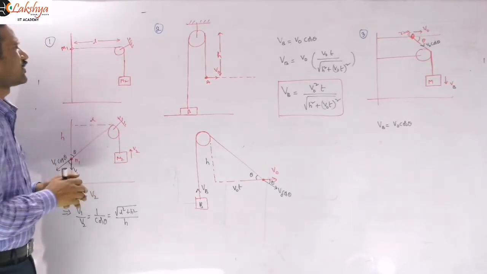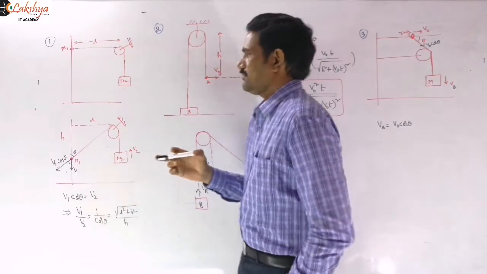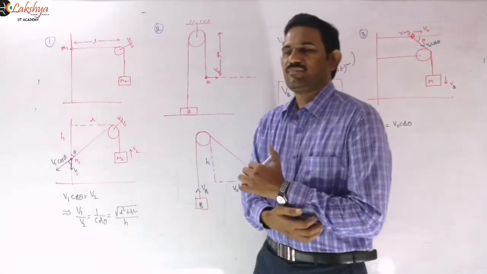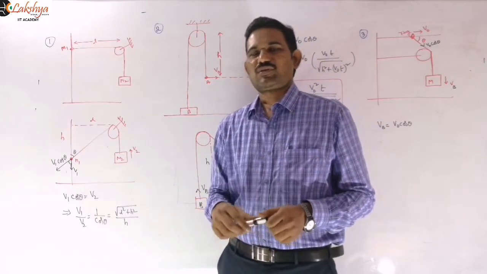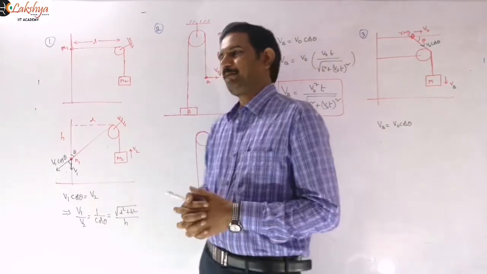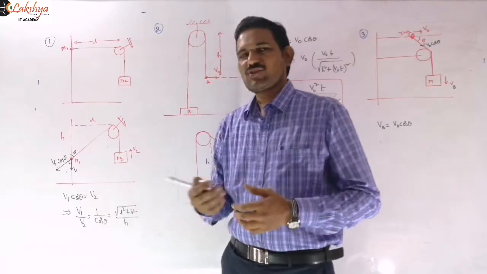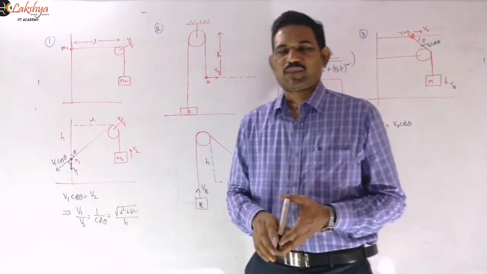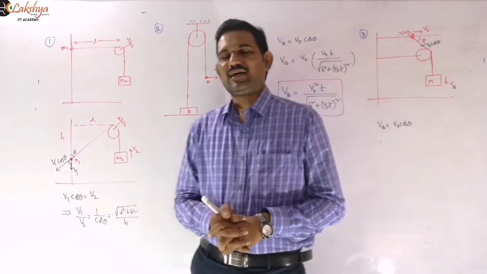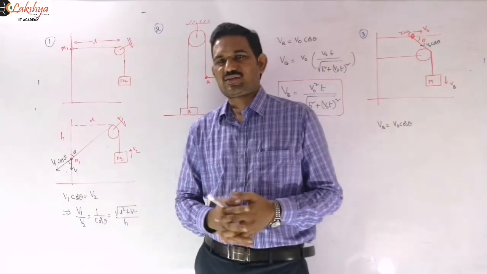So mention that question. In the system shown in figure, a ring of mass M1 is constrained to move on the vertical rod. And in brackets mention M1 is greater than that of M2. Find the ratio of velocities of the blocks when the ring descends through a distance h, or when the ring falls through a distance h.